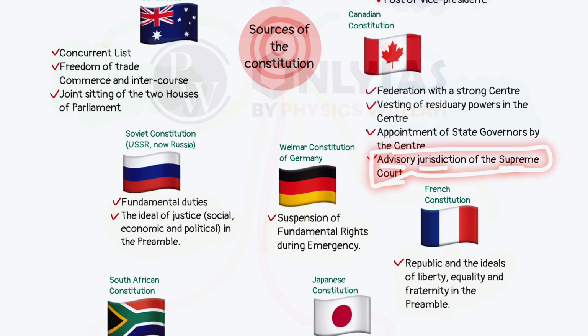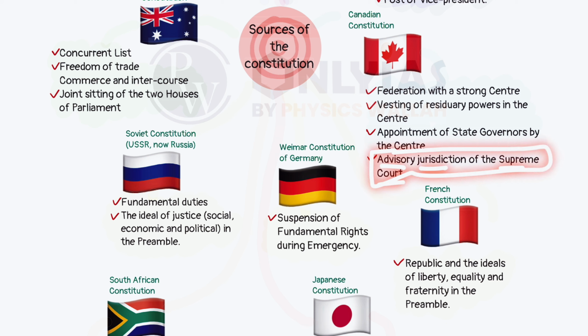I hope this is making sense to you, that if you try to see the history of a country, you will realize which concepts we took from them. Let's say the German, you will realize that the suspension of fundamental rights, if you have read world history, you know how it links to that. It is the same with the French Constitution, the ideas of republic, liberty, equality, fraternity. So always try to think in this way.